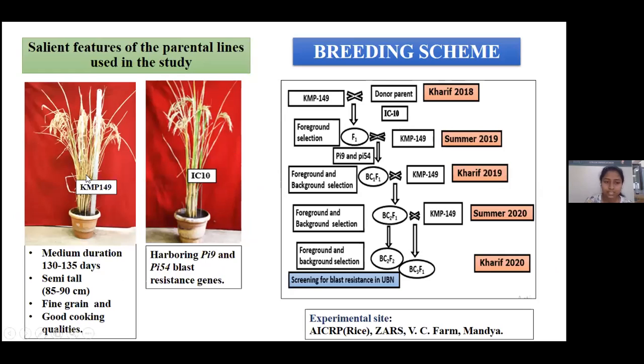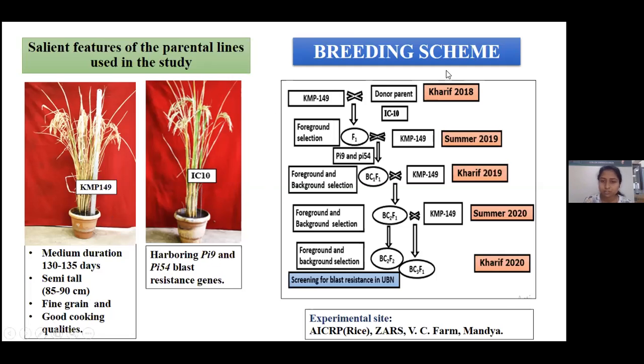For this, we have selected two donors. We have selected KMP149 as the female parent because initially it was sent for the varietal trial because of its medium duration, semi-tall, fine grain and good cooking qualities, but it was susceptible to blast. So in order to circumvent that, we have selected IC2 as a male parent harboring Pi9 and Pi54 genes.